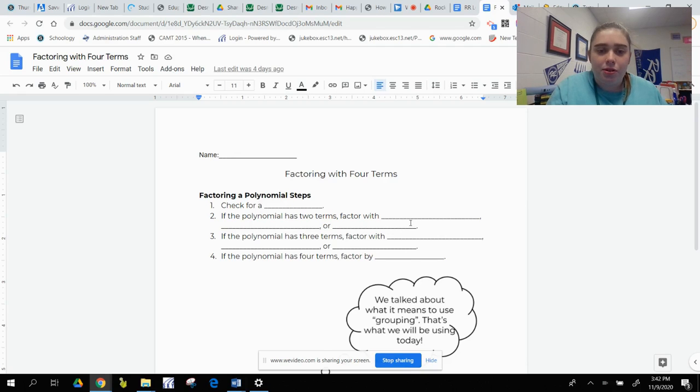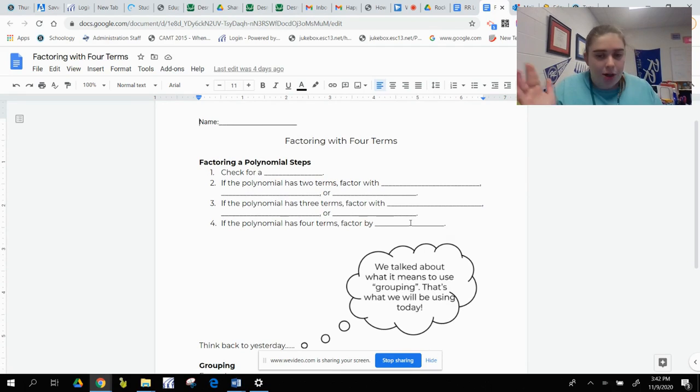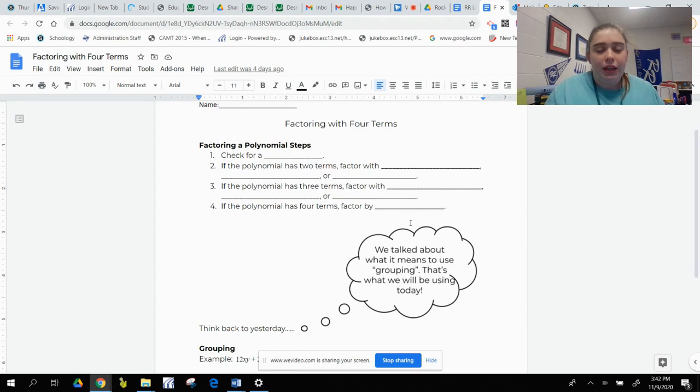Right, hey guys. So today we're going to be talking about the last method for factoring polynomials. We've talked about the methods we use for 2 terms, the methods we use for 3 terms, and finally we're at 4 terms. Again, we have this little fill in the blank checklist. We've been adding on to that every day.